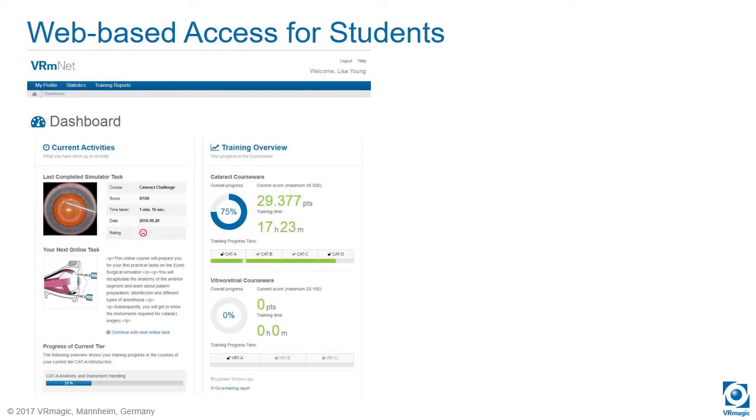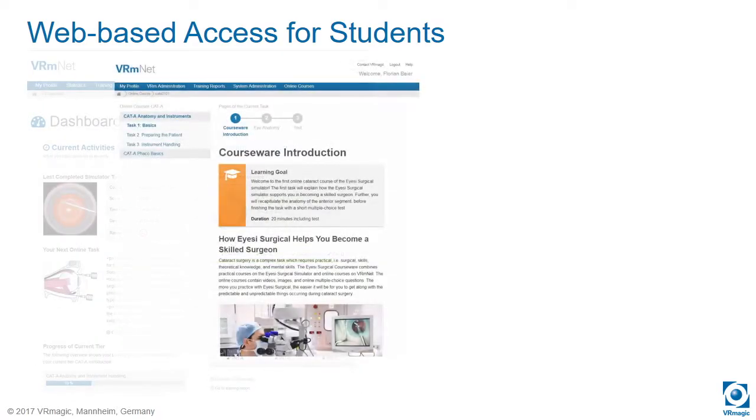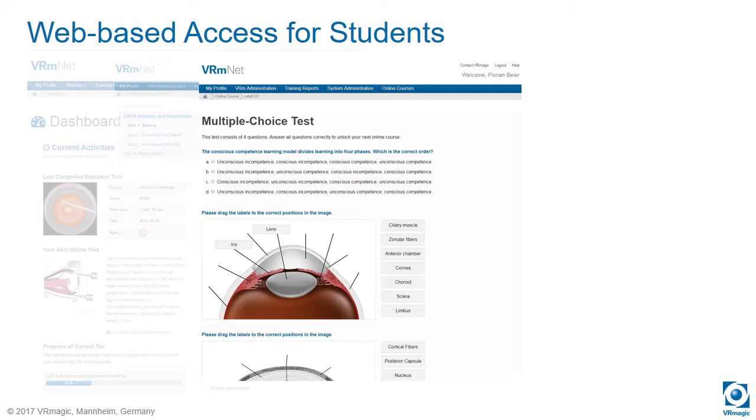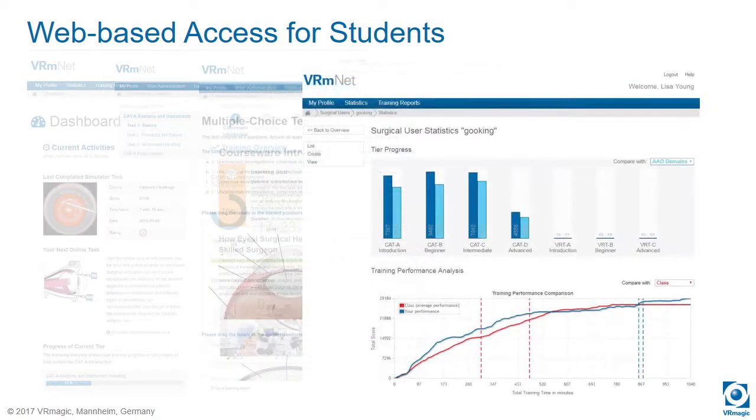That's the dashboard. When you log in on the web, you can see what your last task in the simulation was, what your next theory task will be. You can see how many points you already reached, how far you are in the curriculum. Here's an example for a theory course where you are introduced into cataract surgery. You get tests also to prove that you have read all that was presented there.